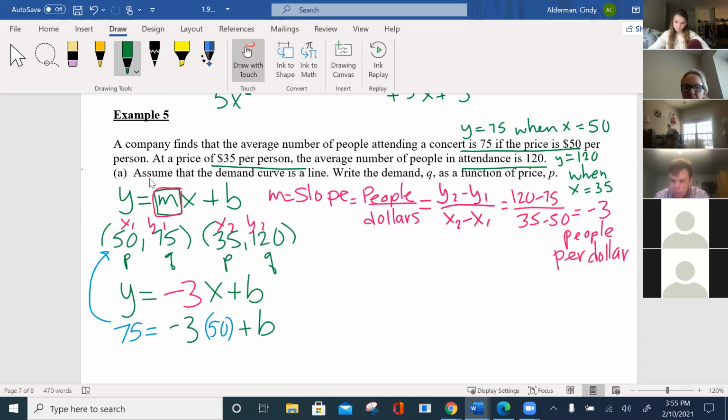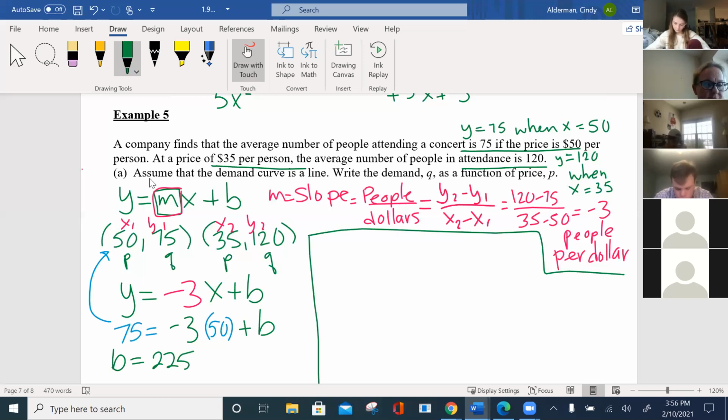So all I have to do is solve for B, and then I'll have a whole equation that I can use. So if you simplify that, B, let's see, this is -150. So if you add, it's 225. So B is equal to 225. All right, so now we have our formula, right? Our formula is Y equals -3X plus B, which is 225.